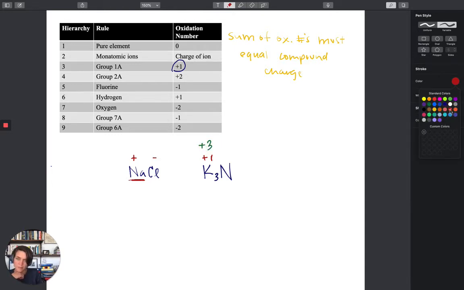So each potassium is a +1 oxidation state. The total contribution to my compound is +3. So that means that my nitrate, or sorry, not my nitrate, my nitrogen has to be -3. So +3 plus -3 equals 0. This is an uncharged compound, so I am obeying my golden rule, my rule that rules them all.